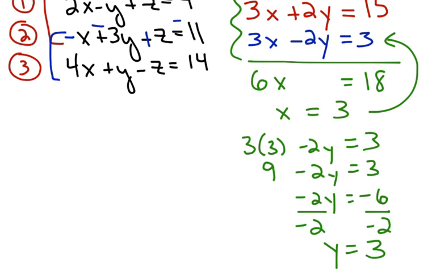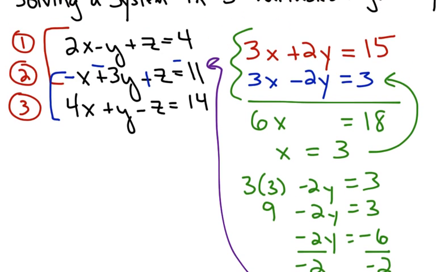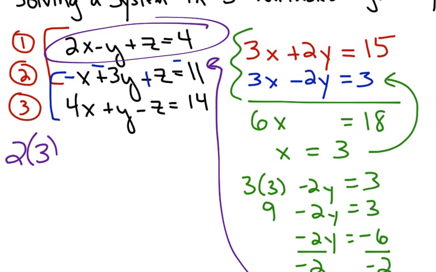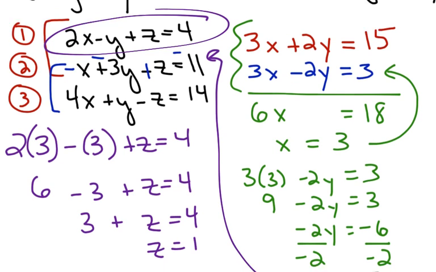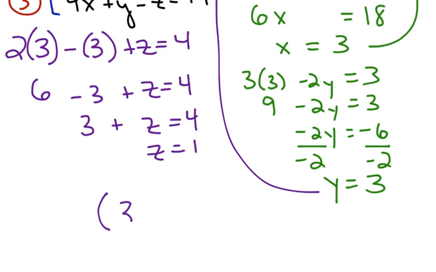In order to go back and find z, I'm going to plug it back into one of these 3 equations. And it doesn't matter which one I pick. How about I pick the first one just because it has a positive z? So 2 times x was 3 minus y was 3 plus z equals 4. 6 minus 3 plus z equals 4. 3 plus z equals 4. So z equals 1. So the answer to this system is x is 3, y is 3, z is 1.